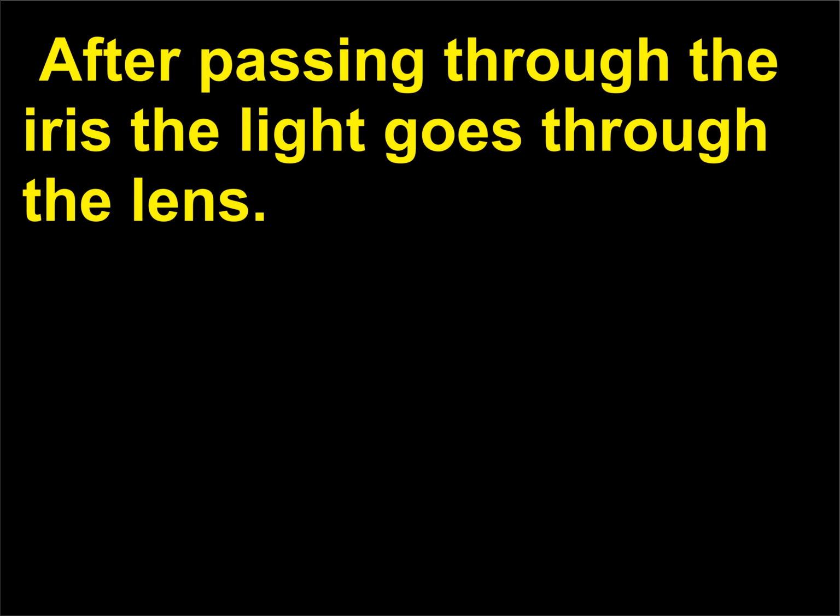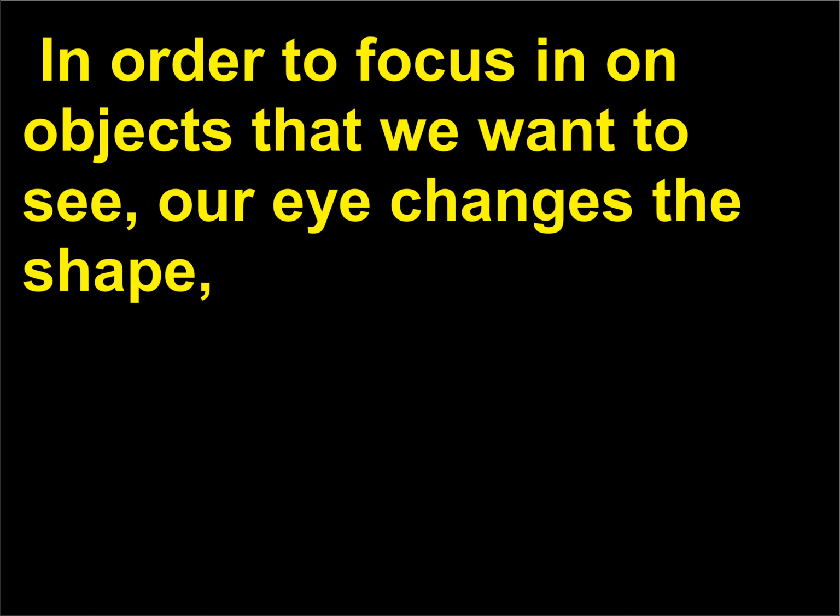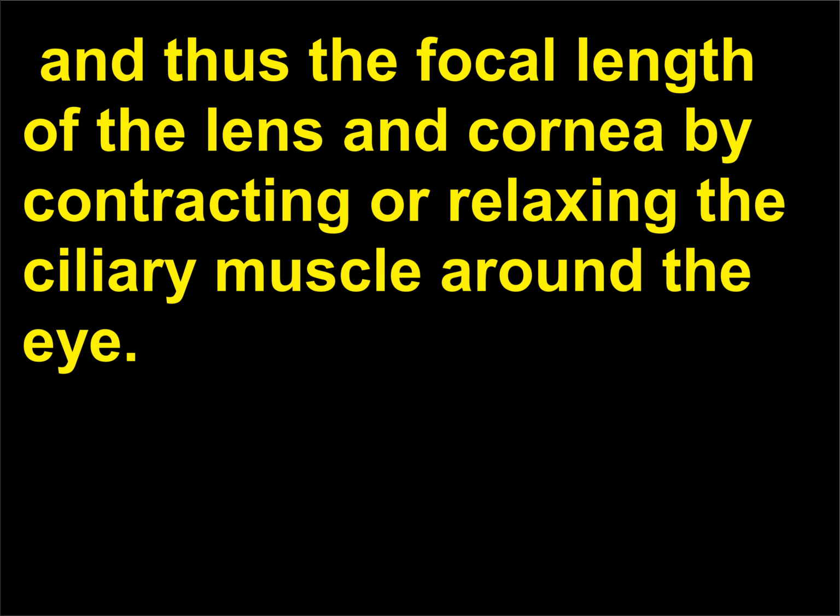After passing through the iris, the light goes through the lens. The lens consists of layers of transparent fibers covered by a clear membrane. In order to focus in on objects that we want to see, our eye changes the shape, and thus the focal length of the lens and cornea by contracting or relaxing the ciliary muscle around the eye.